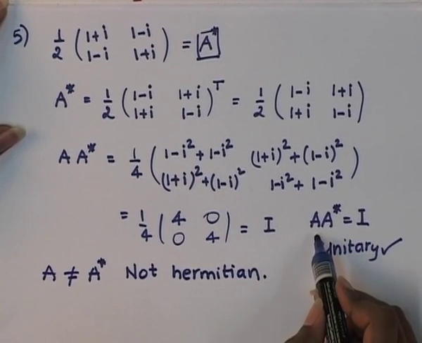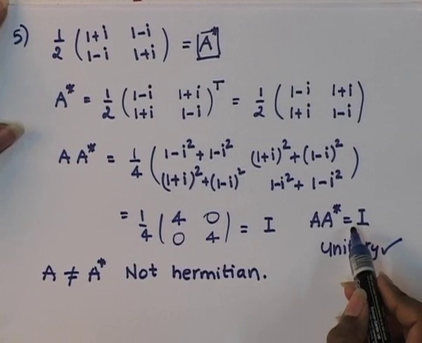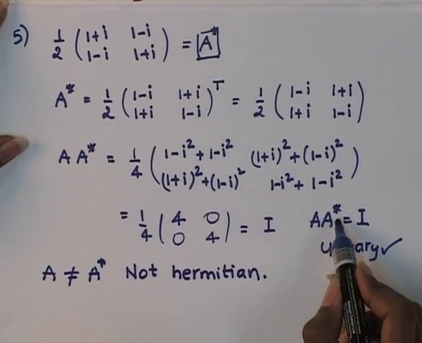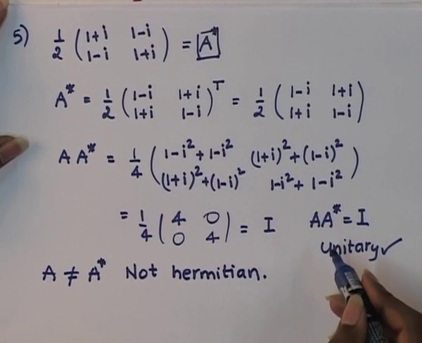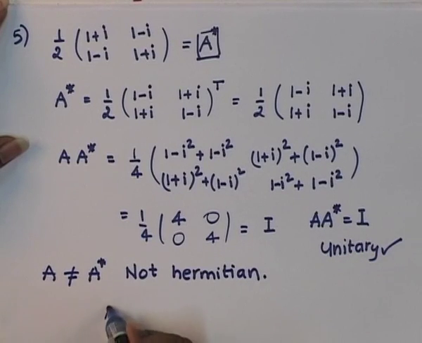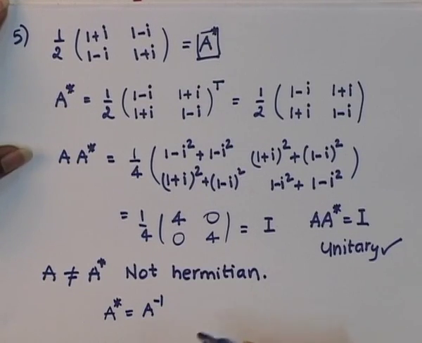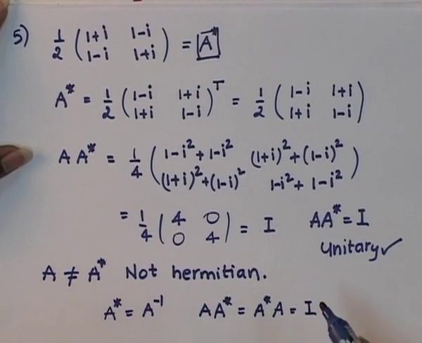And as you see that A times A star is I, that is, A star is the inverse of A. So we can write it as A star is inverse of A, and we know that multiplying A inverse with A or A with A inverse gives the same identity matrix. We can write that as A times A star equal to I.